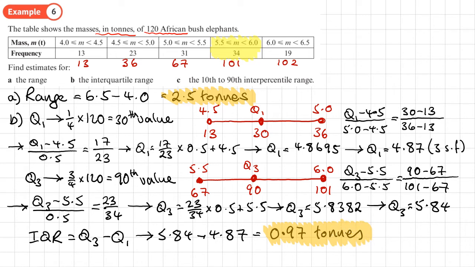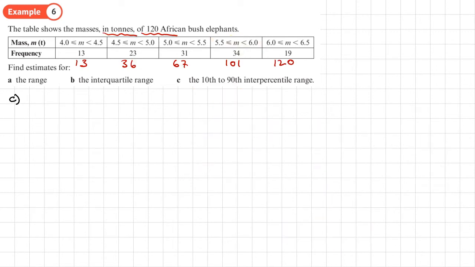Now part C, we want to find the inter-percentile range. So just like before, we will need to estimate what these things are. So P10, let's find its position. So that percentile as a fraction is 10 over 100, which is 1/10, times 120. So that gives us 12. So the 12th value is where I'm going to find the 10th percentile, P10, and I'll find the 12th value in this group.